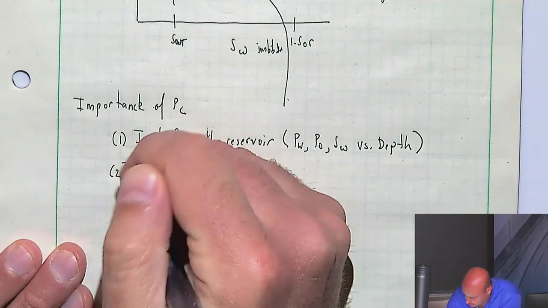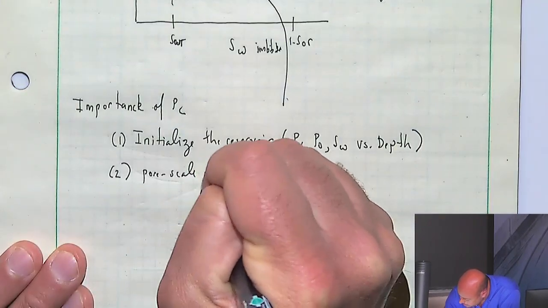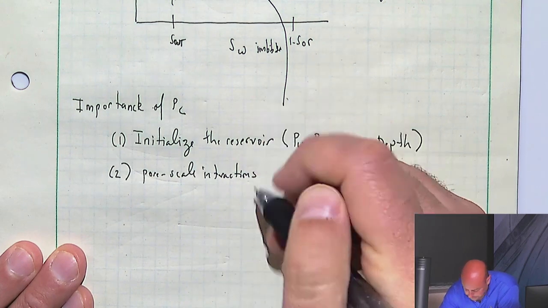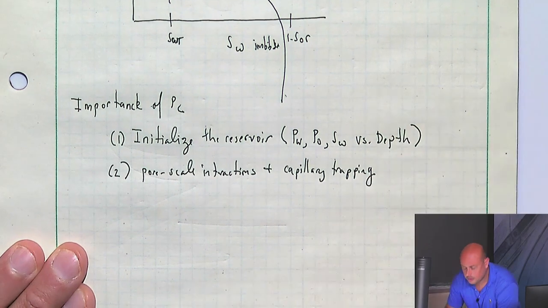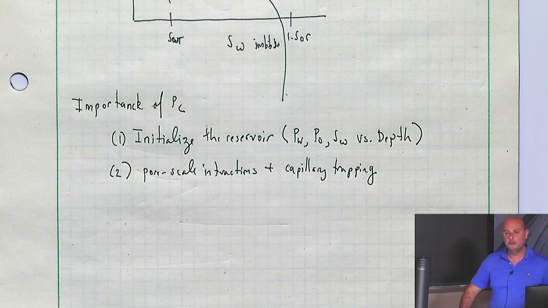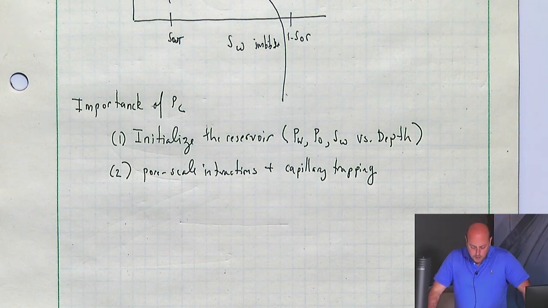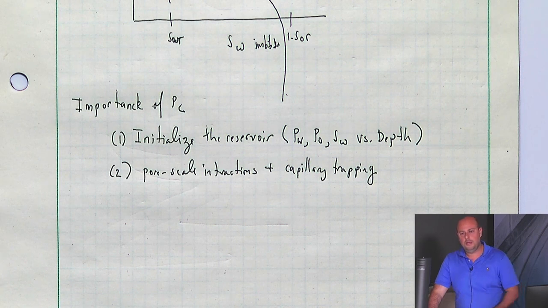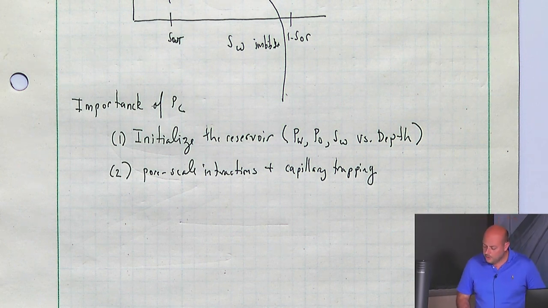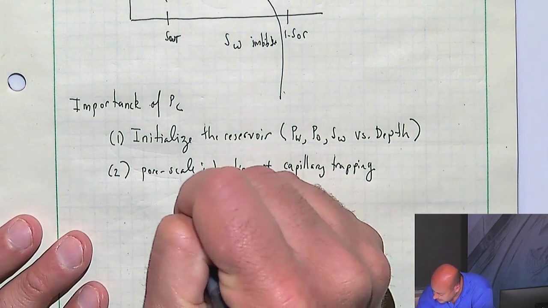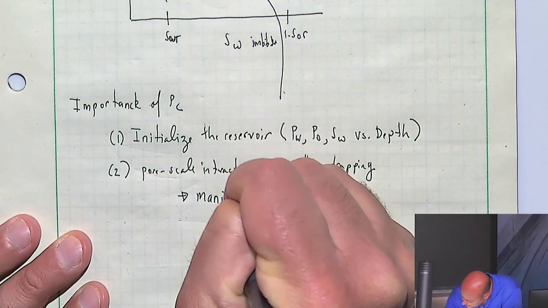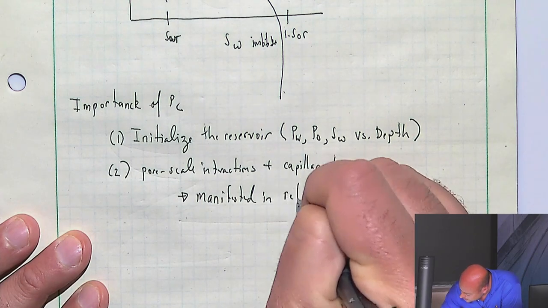The second thing is, I would call it pore scale interactions and capillary trapping. What I mean by pore scale is at the grain scale, so we're in between rocks. You learned a little bit about this in petrophysics probably too. Truth is that capillary pressure is very important at the pore scale, but many times we neglect capillary pressure at the large scale. And that seems counterintuitive. How can we neglect capillary pressure? We're not really neglecting capillary pressure at the reservoir scale. What we're actually doing is that these effects are manifested in the relative permeability curves.